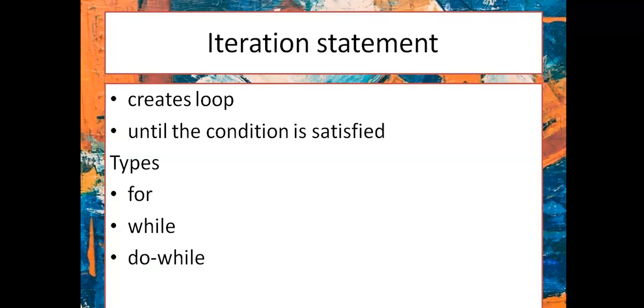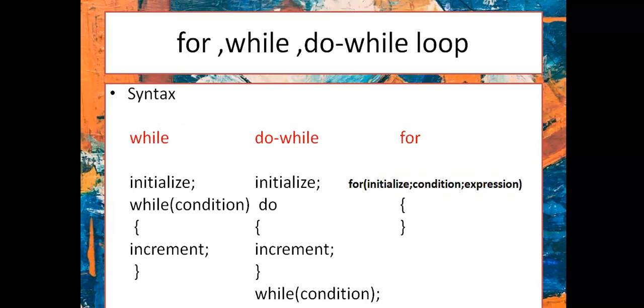The next we are going to see is the iteration statement. Now the iteration statement is used for creating a loop. That means it executes the statement repeatedly, which is called the loop body, until the condition becomes false, or until the condition is satisfied, the loop is executed. When the condition becomes false, it comes out of the loop. The types of iteration statements are for, while and do while. Now the syntax for for, while and do while are as follows.